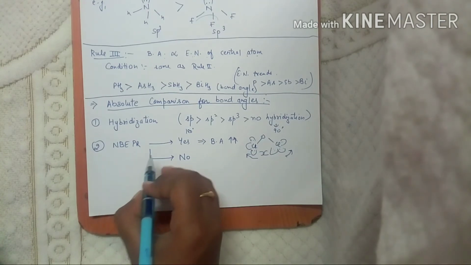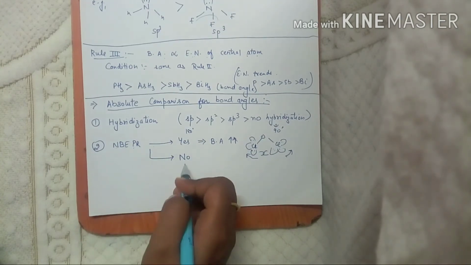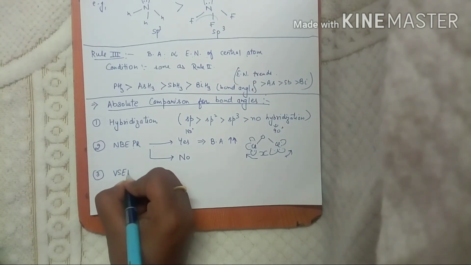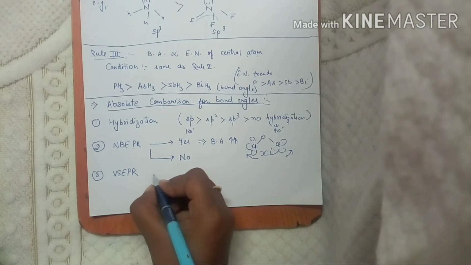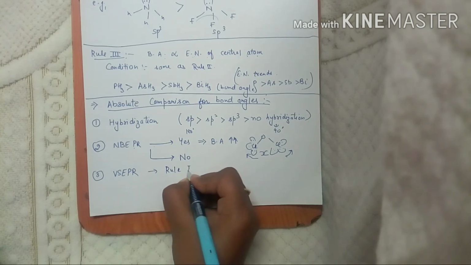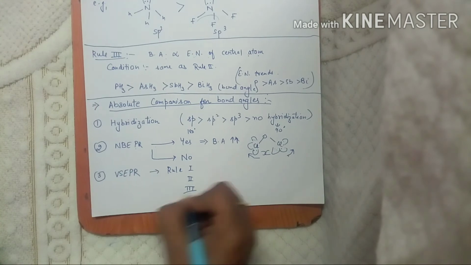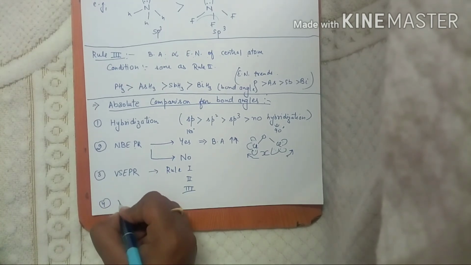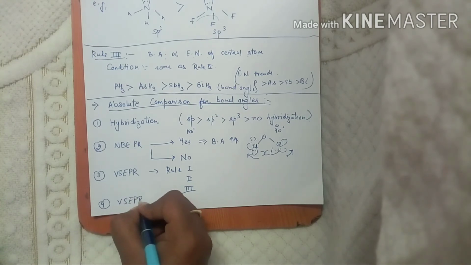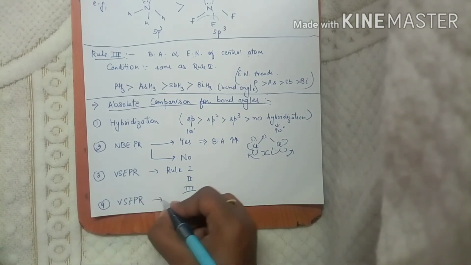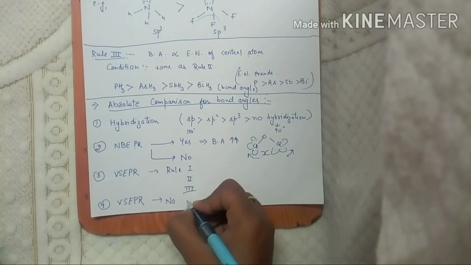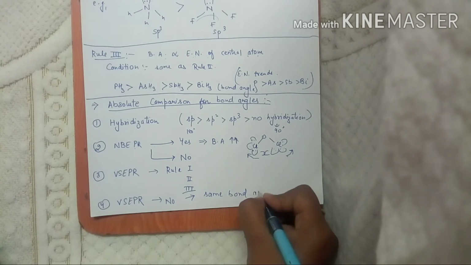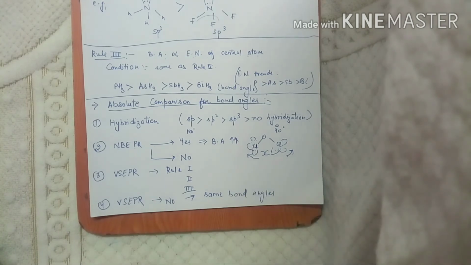If by chance there are cases in which NBEPR is not dominating, then you have to look at valence shell electron pair repulsions. Go for rule number 1, 2 and 3 to find out the trends. If by chance valence shell electron pair repulsions are also the same, there is no difference, then the molecules will have the same bond angles.